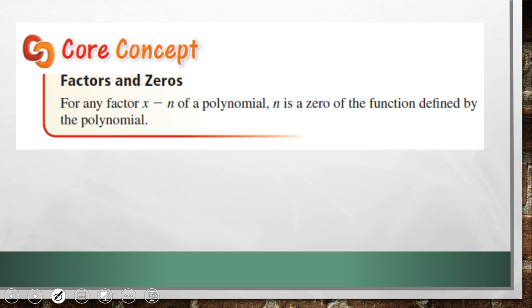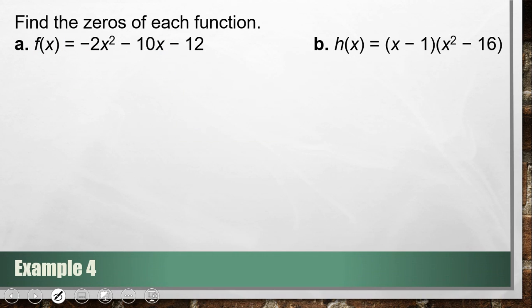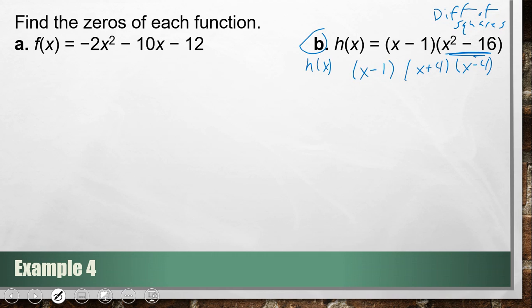So for any factor x minus n is a zero of the function defined by the polynomial. And you should know this already. So here we say find the zeros of the function. Let's do b first. So we have x minus 1. Now here, I have to factor this first, and this is the difference of squares. Remember the thing that we've seen lots of times now, the difference of squares. So this is going to be x minus 1, and I have to factor this to x plus 4 and x minus 4. And I've got this h of x is equal to this.